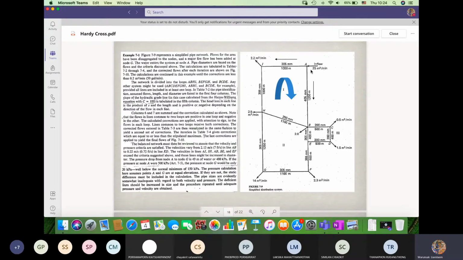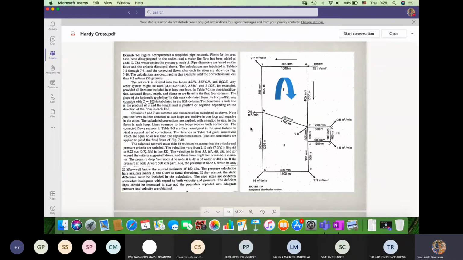The inflow entering the system is at point A, and at each point or each node, there will be some outflow. At point I, 2.2 cubic meters per minute of water is used. At point H, another 2.5 cubic meters per minute is used. At point B, 2 cubic meters per minute. G, 14 cubic meters per minute, and F, another 2.3, D, 1.5, and C, 0.5 cubic meters per minute.